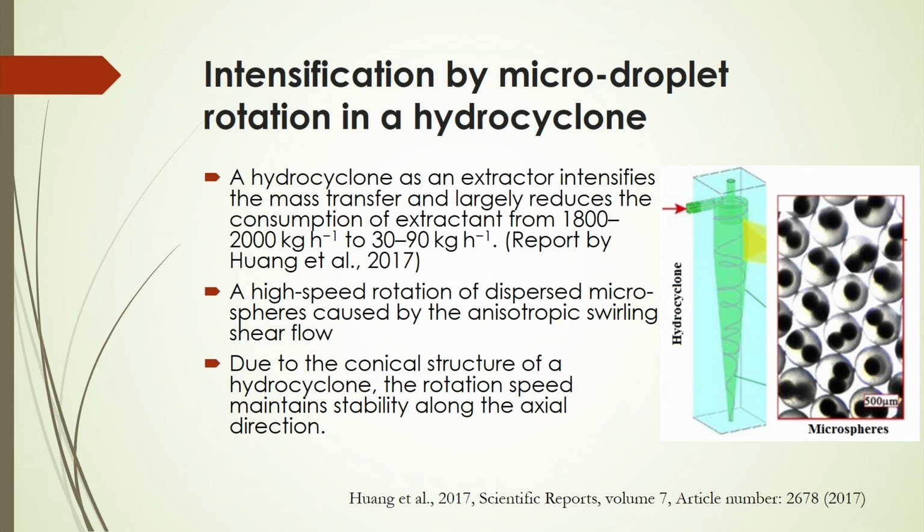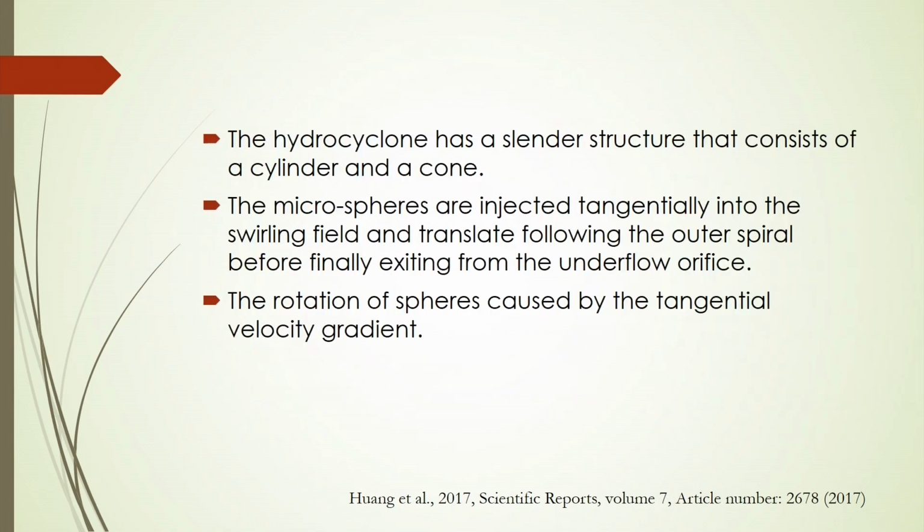That is reported by Huang et al., 2017. In this case, a high speed rotation of dispersed microspheres is caused by anisotropic swirling shear flow, and due to the conical structure of the hydrocyclone, the rotating speed maintains stability along the axial direction. This method has a structure that consists of a cylinder and a cone, and the microspheres are injected tangentially into the swirling field and translate following the outer spiral before finally exiting from the underflow orifice.